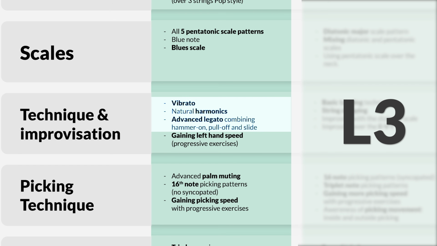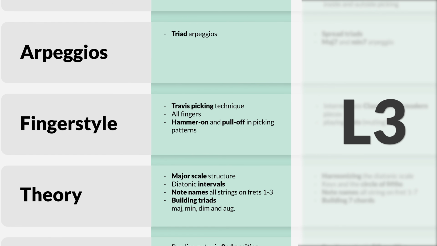Regarding technique, it's now important to learn vibrato techniques, natural harmonics and more advanced legato technique combining the hammer-on, the pull-off and the slide. Your muting techniques will be more complicated, and you start with gaining speed by doing progressive exercises with unsyncopated 16th note rhythm figures. Now in this level it's good to start with simple triad arpeggios over 5 and 6 strings as a preparation for the things to come in the next levels.